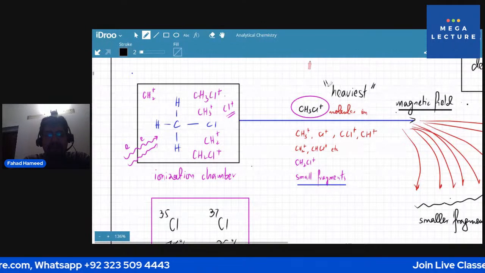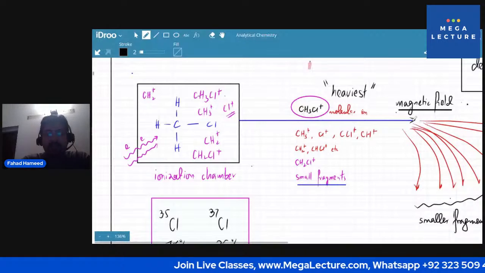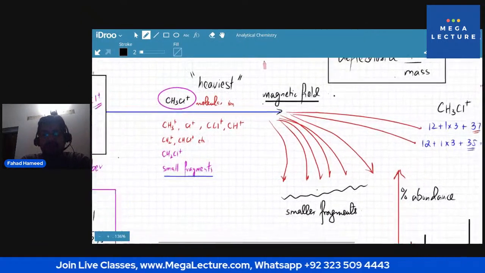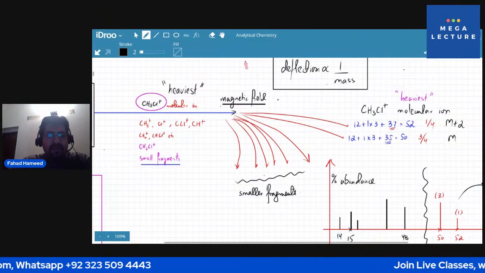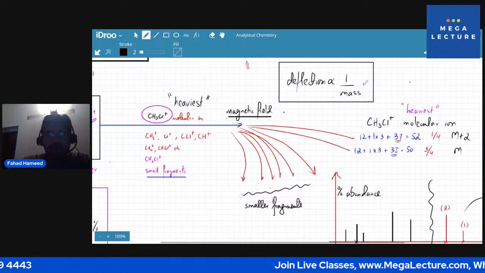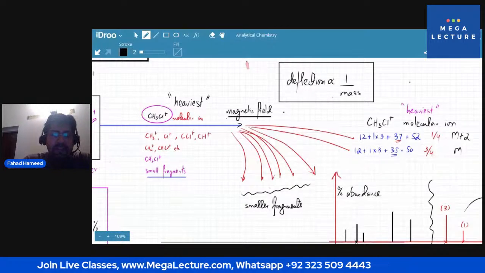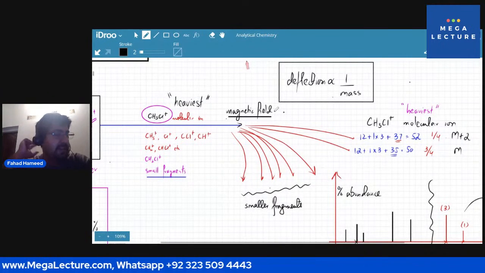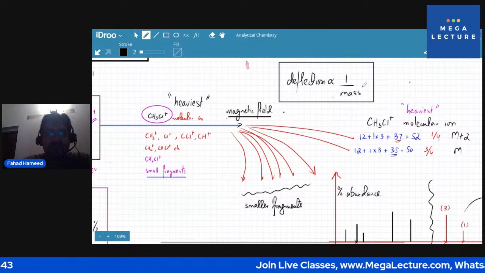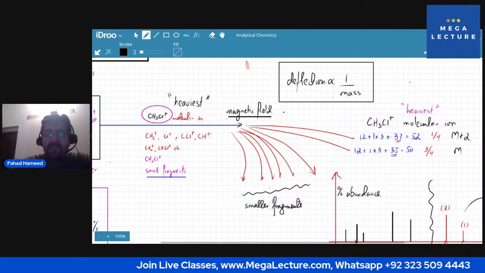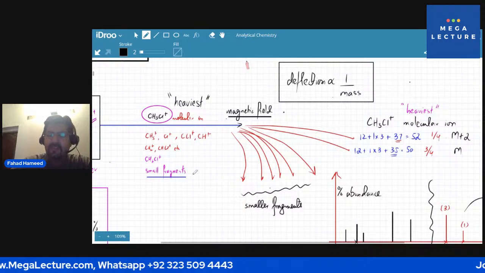So, anyways, these particles are converted into a beam, and the beam is passed through a magnetic field. And as charged particles pass through a magnetic field, they start getting deflected. And remember, deflection is inversely proportional to mass. As you know, the left-hand rule in physics, charged particles that travel through a magnetic field are going to get deflected. What that means is that heavier particles are going to be deflected less, and lighter particles, the tiny fragments, are going to be deflected more.